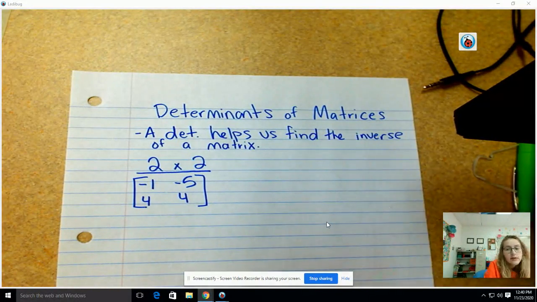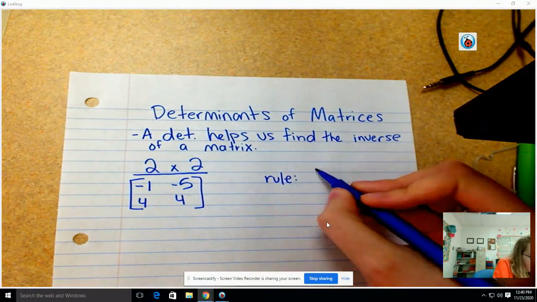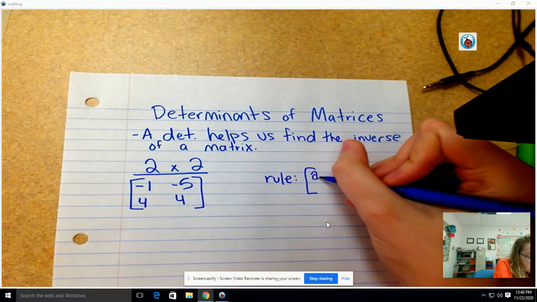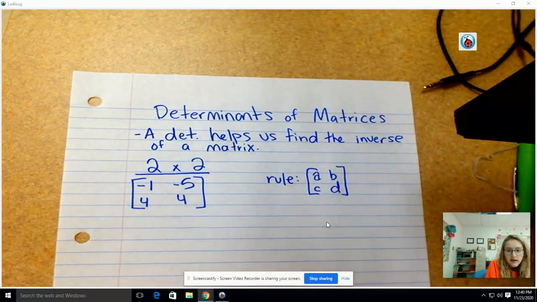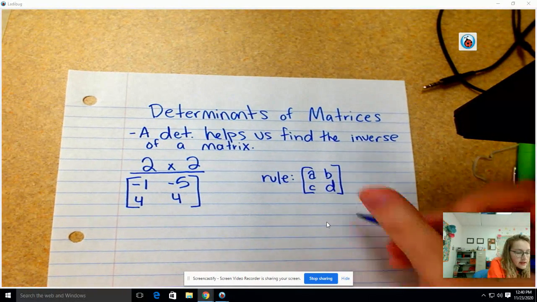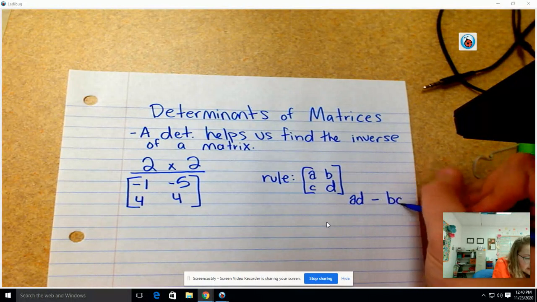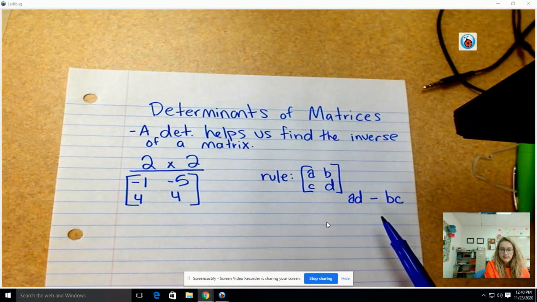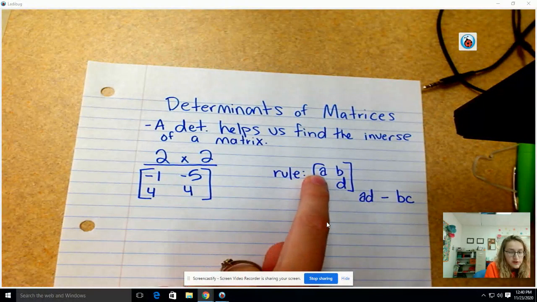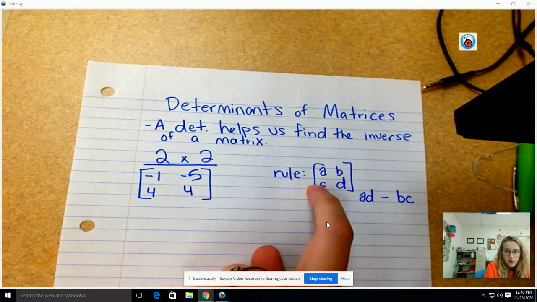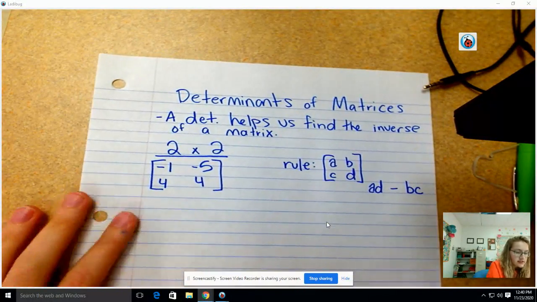So the rule for any 2 by 2 matrix, if you're trying to find the determinant, is you can think of the matrix as A, B, C, D. And the way that you find the determinant is AD minus BC. So A times D minus B times C. Whatever is in your first row, first column, that's A, and so on and so forth for your other letters.